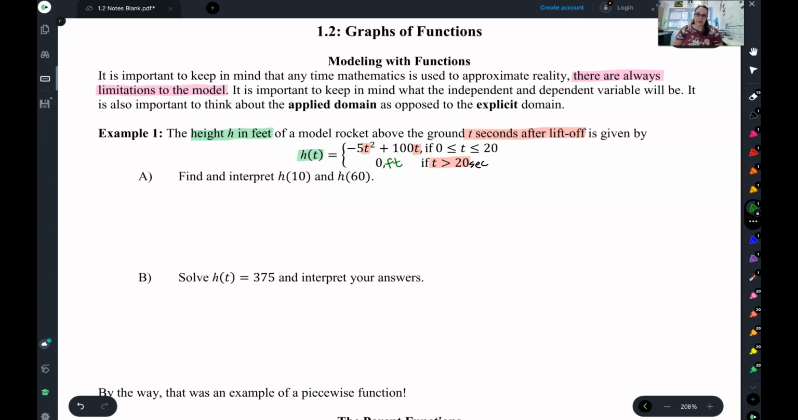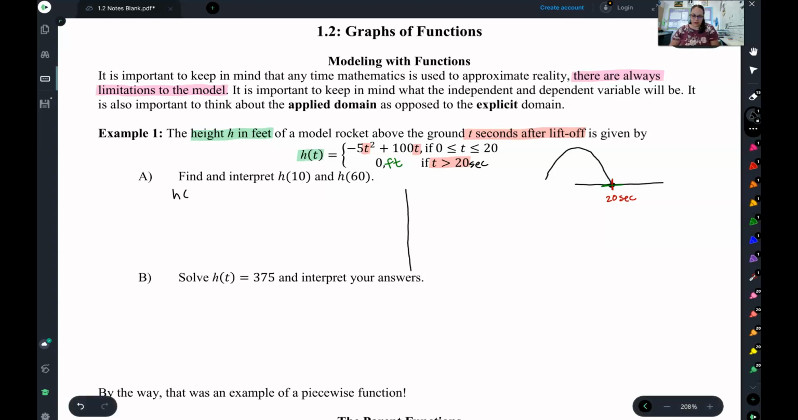Now this should make sense because a rocket is going to lift off and then come back to the ground and stay on the ground. No matter where it was shot from, it's going to hit the ground at some point and stay there. So that's what this 0 is. It's saying that right here is our 20 seconds, and from then on, it's always going to be at 0 feet on the ground. So this model should make sense. We're good so far.